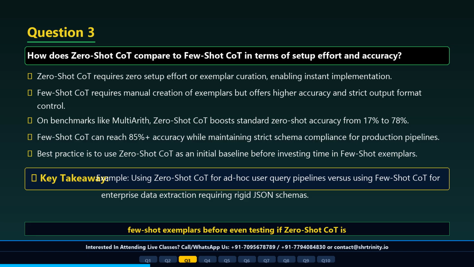For example, using zero-shot CoT for ad hoc user query pipelines, using few-shot CoT for enterprise data extraction with rigid JSON outputs. A common mistake is spending days writing manual few-shot exemplars before testing if zero-shot CoT already satisfies project accuracy requirements. As an interview tip, advise starting with zero-shot CoT as a baseline, then upgrading to few-shot CoT if accuracy or formatting falls short.